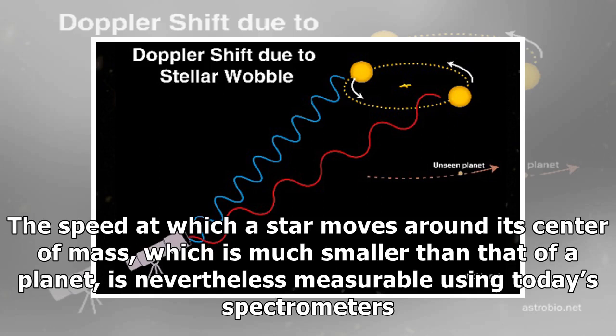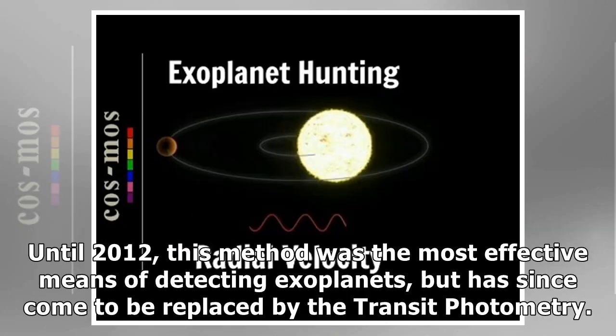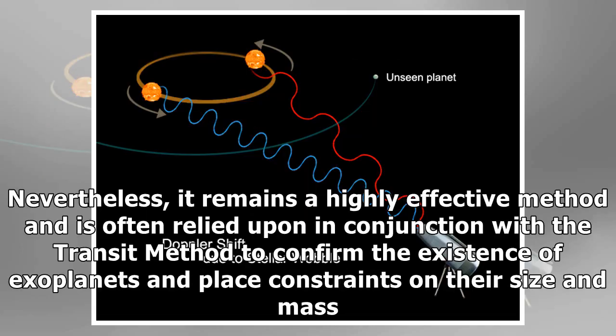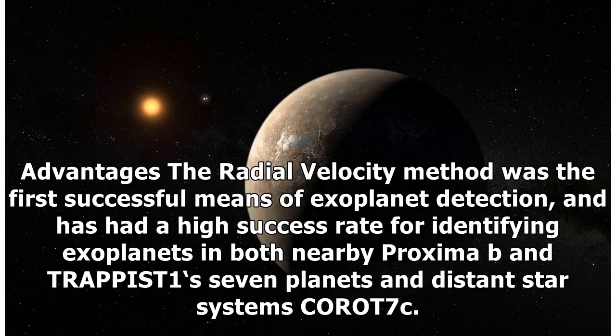The speed at which a star moves around its center of mass, which is much smaller than that of a planet, is nevertheless measurable using today's spectrometers. Until 2012, this method was the most effective means of detecting exoplanets, but has since come to be replaced by transit photometry. Nevertheless, it remains a highly effective method and is often relied upon in conjunction with a transit method to confirm the existence of exoplanets and place constraints on their size and mass.